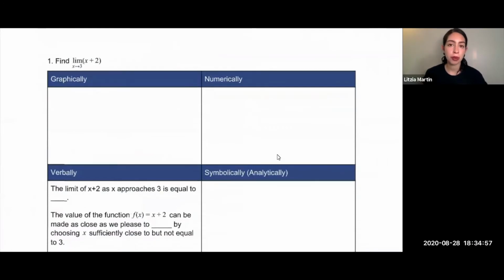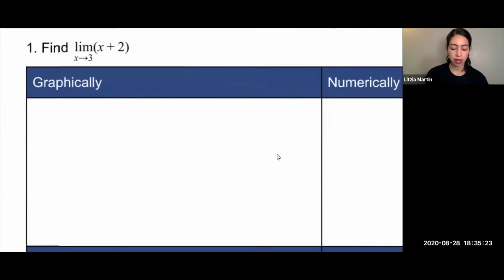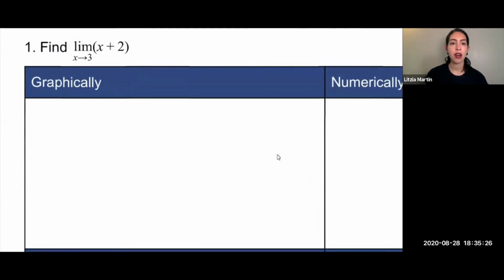So we're going to just jump into some examples here, and hopefully that will help us to visualize and see what a limit actually means. So we're going to start with a graphical approach, and you can see here we have 4 different approaches that we can actually solve this problem. So we're going to do all of them because they're all important. So we'll start graphically. We have the limit as x approaches 3 of x plus 2, sorry, so x plus 2 is our function.